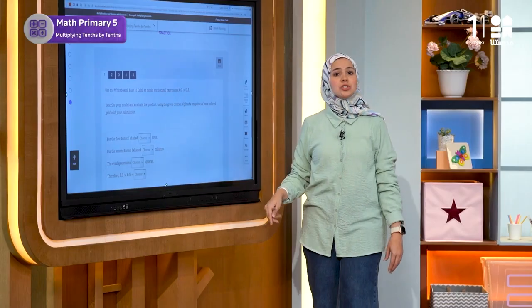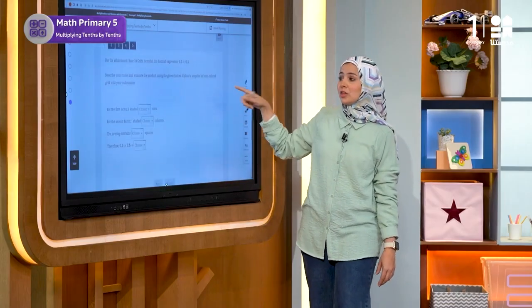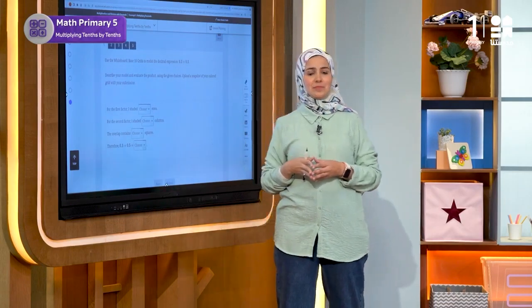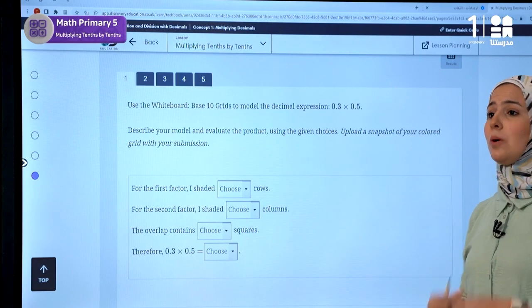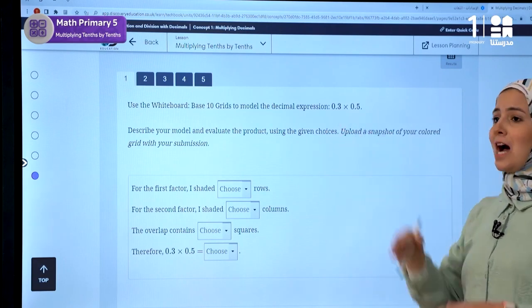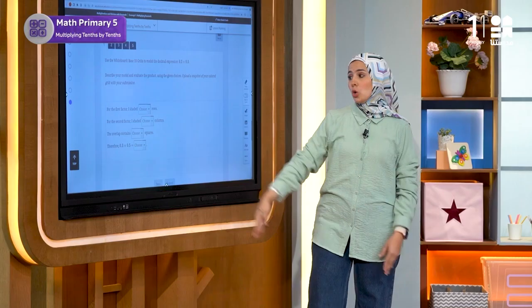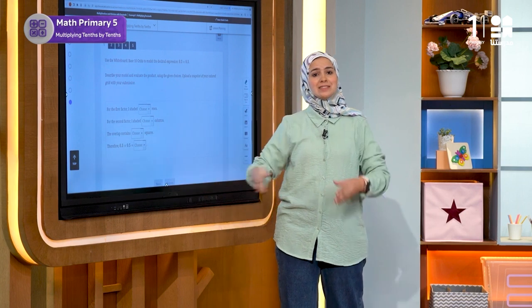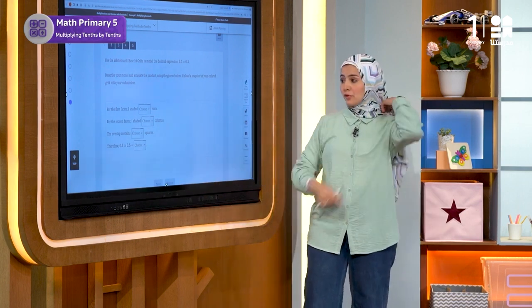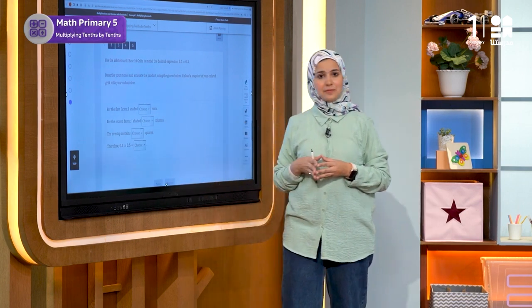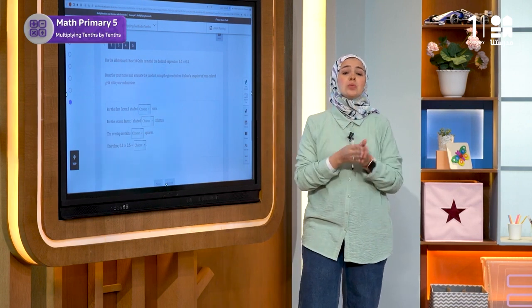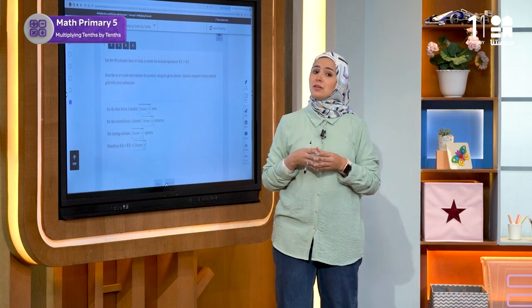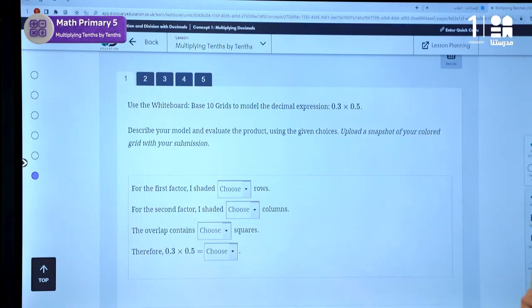Okay. I'm going to check the first question with you in this exercise. In this exercise, you're asked to multiply the two numbers 0.3 times 0.5. We will choose here from the answers shown. And the number of rows here, let's check. Now, the number of rows and columns that we will color in order to represent the problem. This is what you're going to choose.